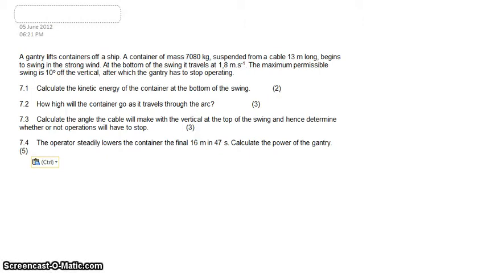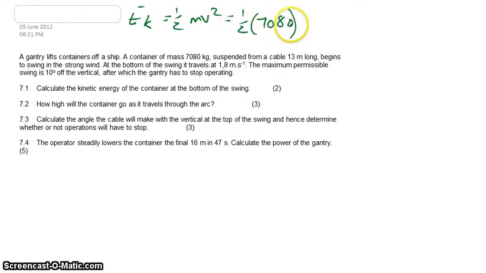Question 7 in the gantry starts off with a bit about kinetic energy. So let's just see what happens when we use our standard kinetic energy equation here. The mass of the container is 7080 kilograms, and the velocity at the bottom of the swing is 1,8 meters per second. We've got to square that, and so we end up with a certain amount of mechanical energy that this container has as it starts the swing.